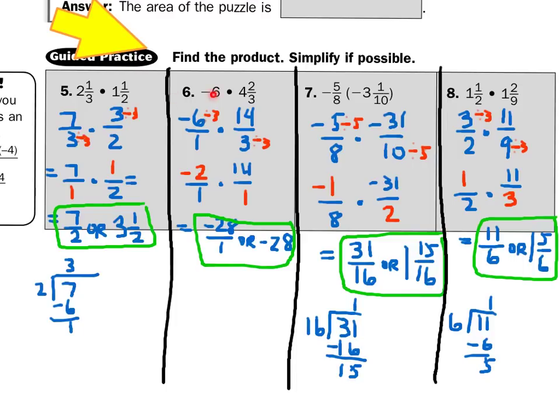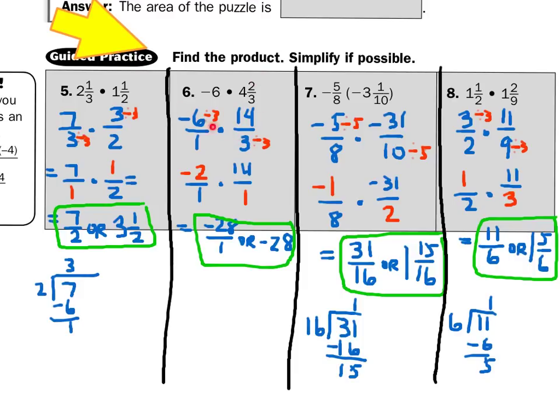Take a look at 6. Negative 6 times 4 and 2/3. We'll write negative 6 as a fraction. Negative 6 over 1 times, and then start at the 3. 3 times 4 is 12, plus 2 is 14 over 3.